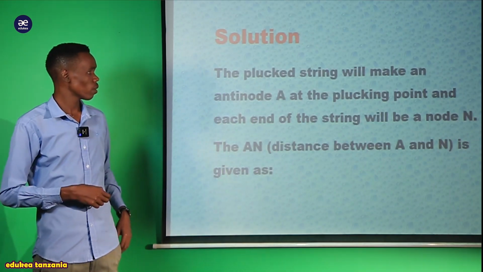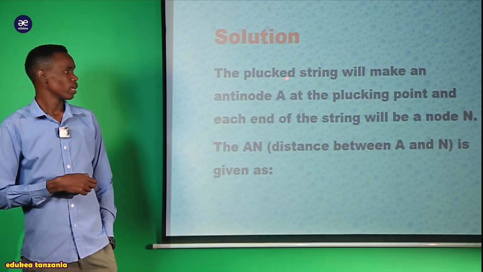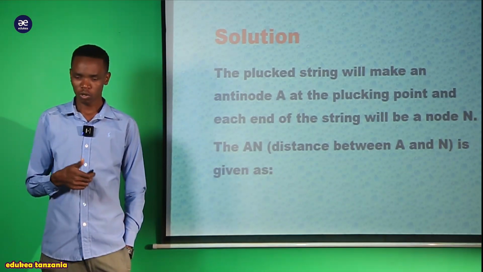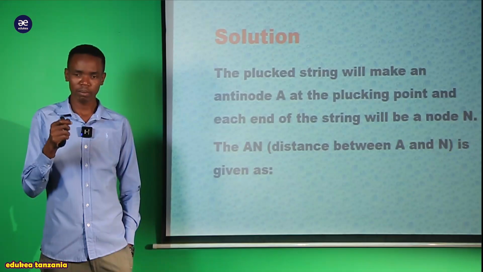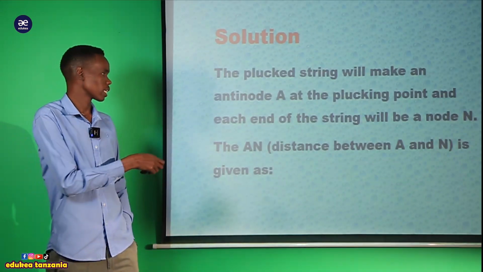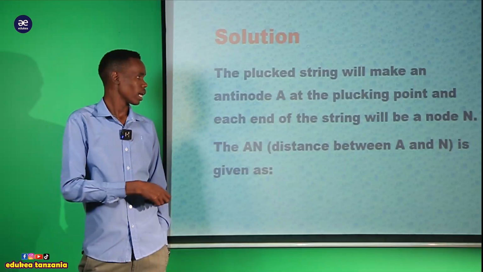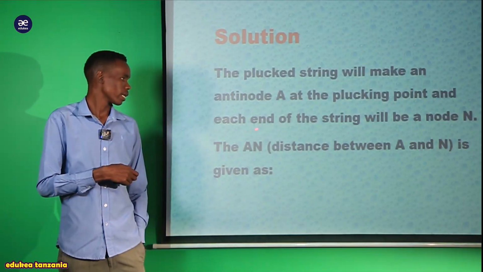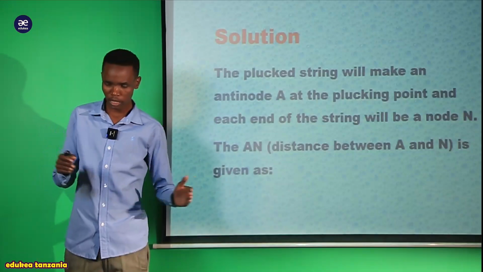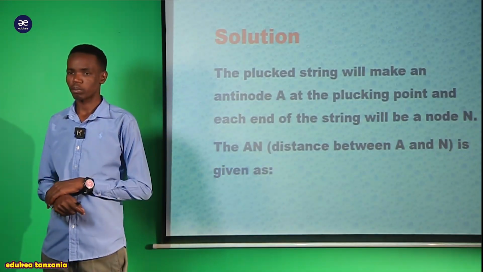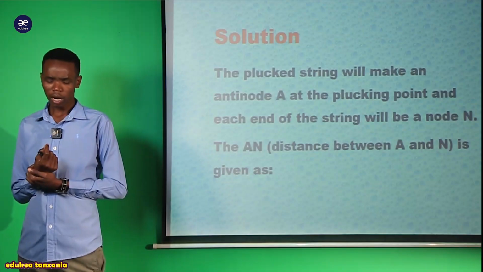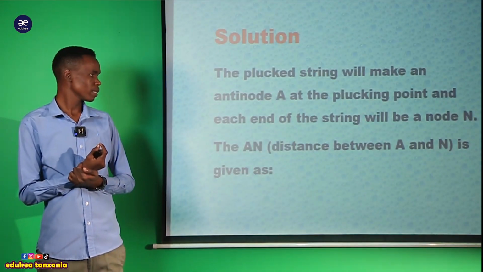First of all, let us say that the plucked string will make an antinode A. The fixed string, after being plucked, will form an antinode A, as we have been told, at the plucking point, and each end of the string will be a node, according to our instructions here.